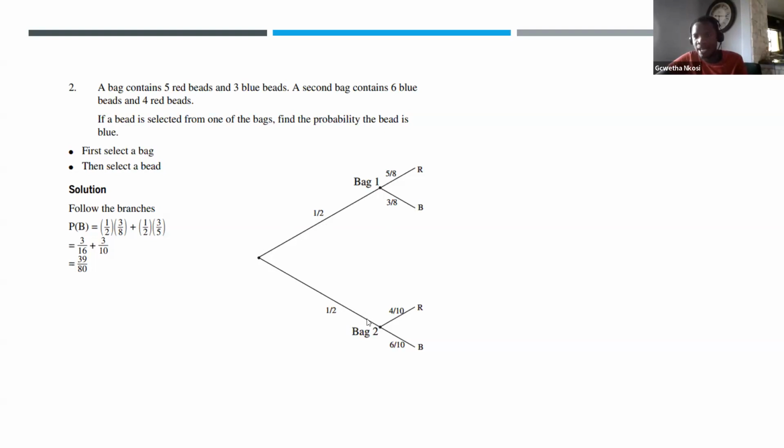And also in the second leg, we have to travel along the outcome of blue. So it's half. No, no, no, no, no. This one is red. We are not going there. It's a cross. We go here. Blue. Okay. It's 6 over 10, which is the same as 3 over 5 if you simplify it. So I have 1 over 2 times 3 over 8 plus 1 over 2 times 3 over 5. So you multiply, this is what you get.